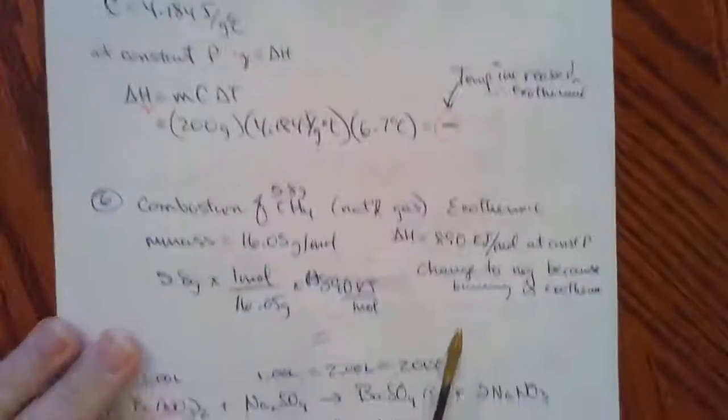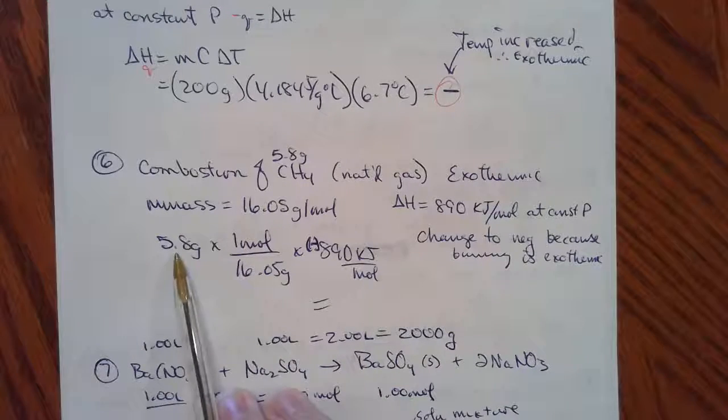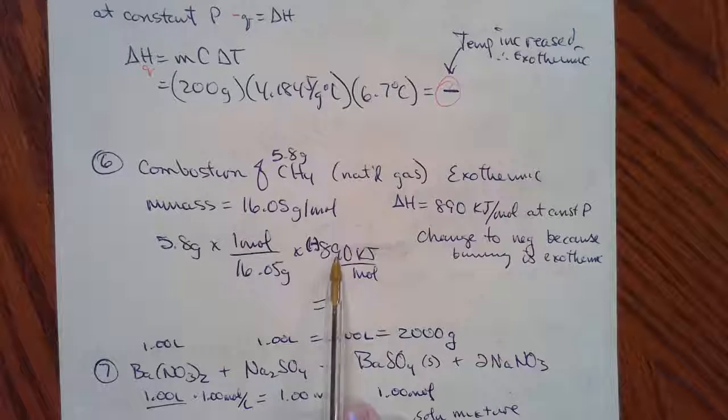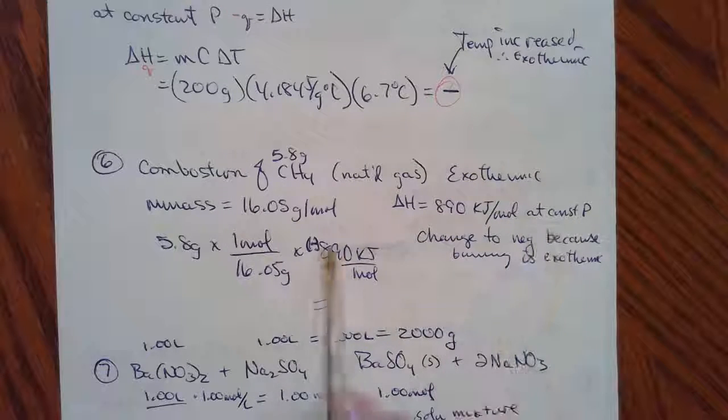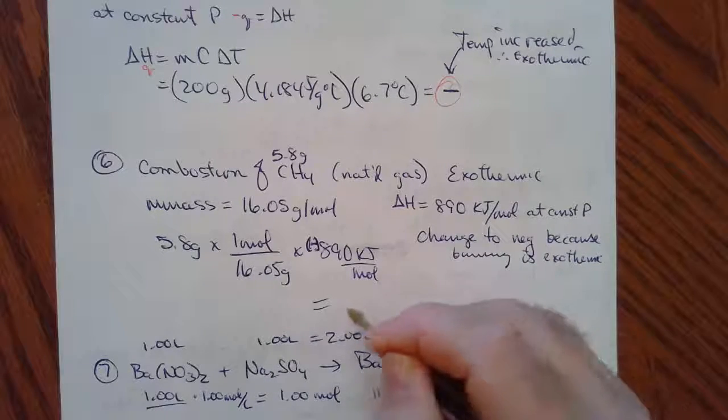Combustion of methane, which is natural gas. We got 5.8 grams of that. Hopefully you know that's going to give off heat. When you burn gas, it gives off heat. Molar mass of the methane, 16.05. Take the 5.8 grams, divided by its molar mass, times negative 890, because that's kilojoules per mole. That's a negative sign, I don't know if you can tell it or not. So H is going to be something negative.